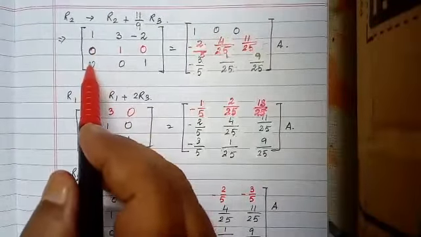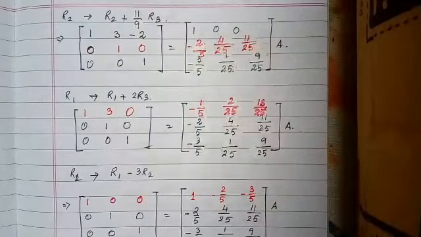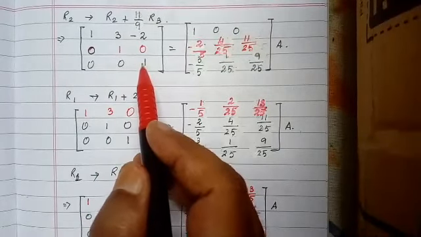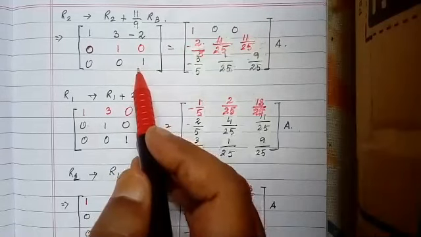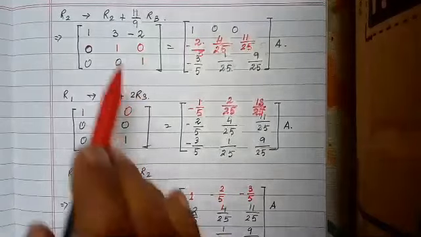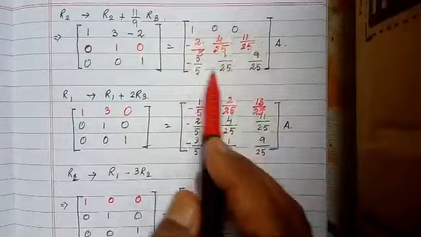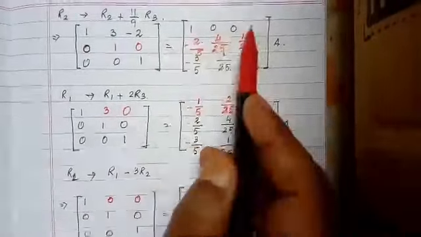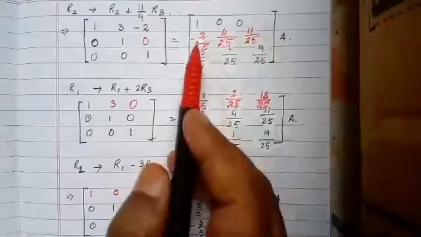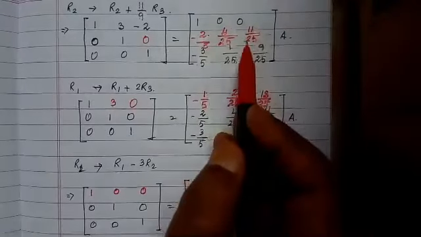So in R2, 0 plus 0 is 0, 0, and 1. Now this is multiplied by 11 by 9, so this is 11 by 9, and whenever this is added to minus 11 by 9, obviously this will be 0. And whenever the same operation is given to this matrix, for R1 and R3 there is no change because we are not operating them. For R2 only, we will get minus 2 by 5, 4 by 25 and 11 by 25.